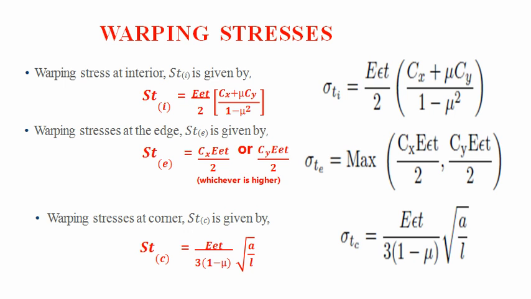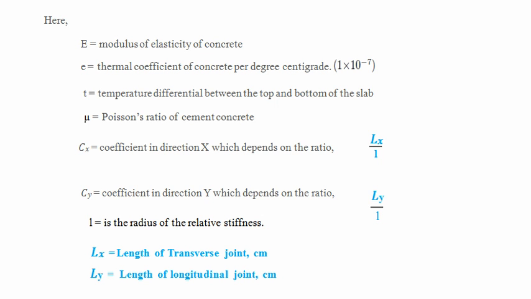It should be noted that at certain times the notation for the warping stresses, rather than ST, can also be given by sigma Ti, sigma Te and sigma Tc. Both these equations give the same results; there is just a change of notation. Where E is the modulus of elasticity of the concrete, small e is the thermal coefficient of the concrete per degree centigrade, T is the temperature differential between the top and the bottom of the slab, and mu is the Poisson's ratio of the cement concrete.